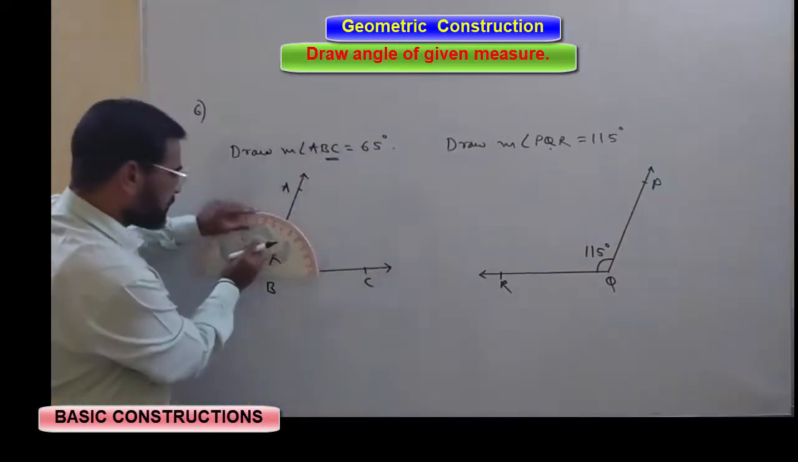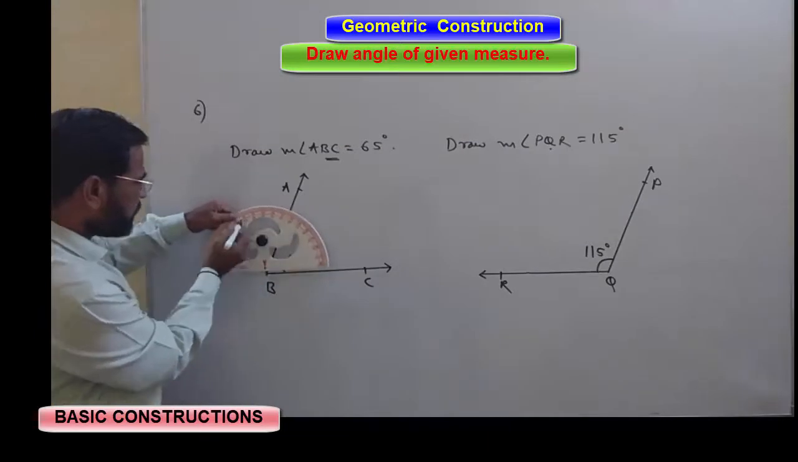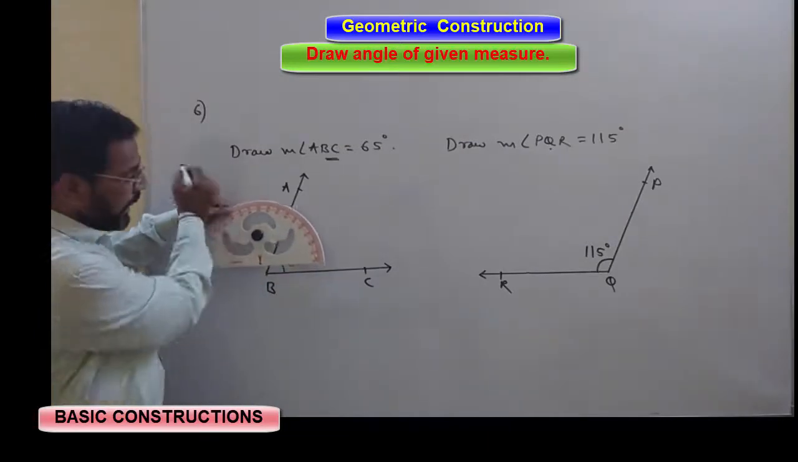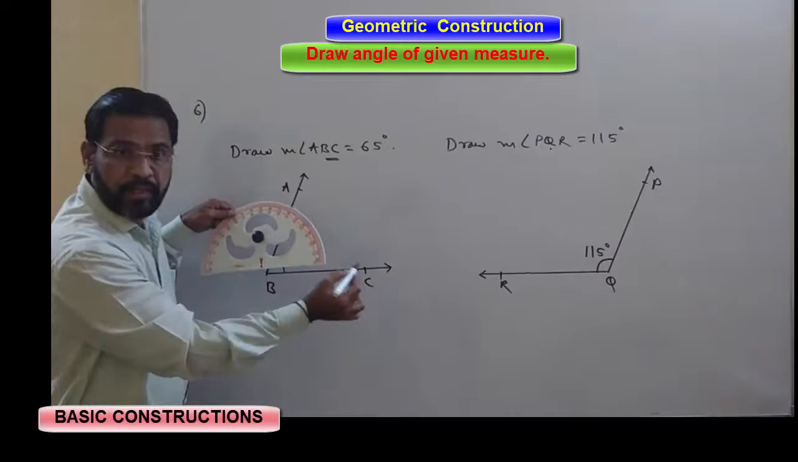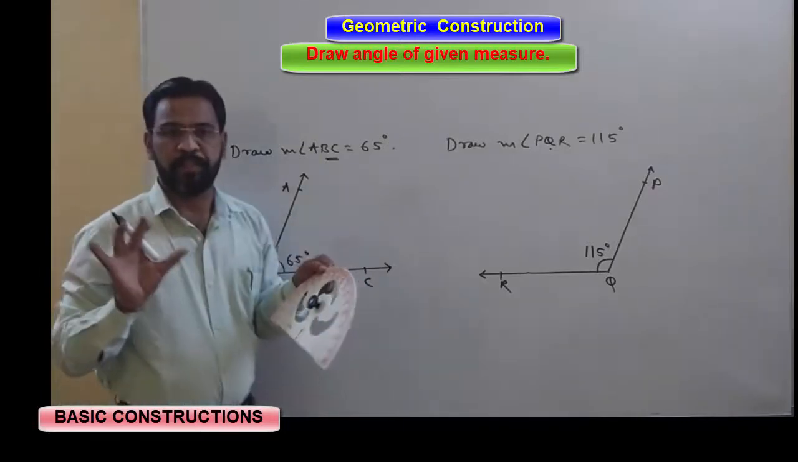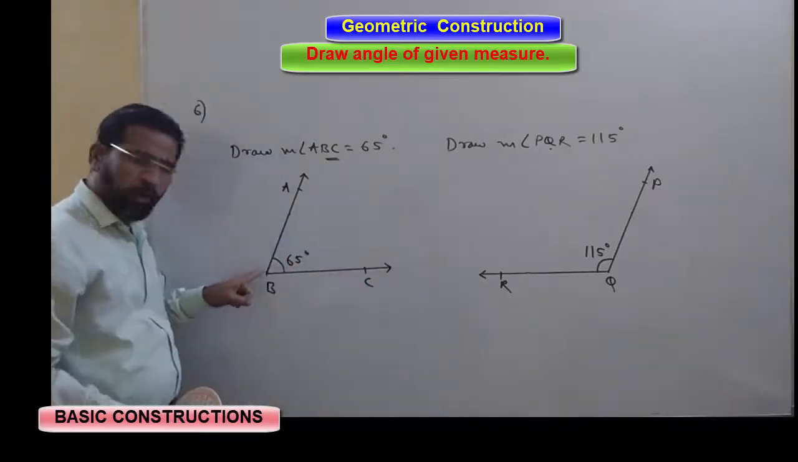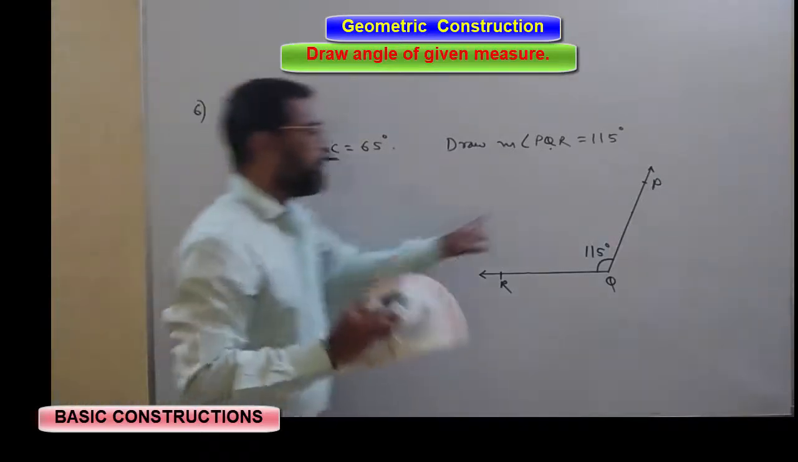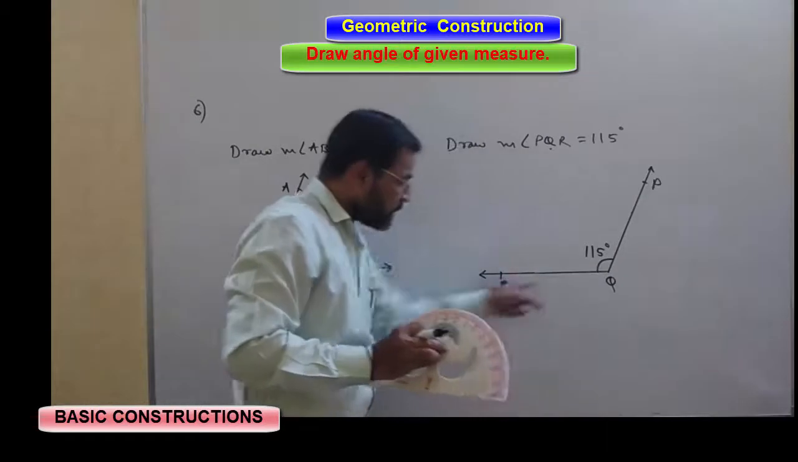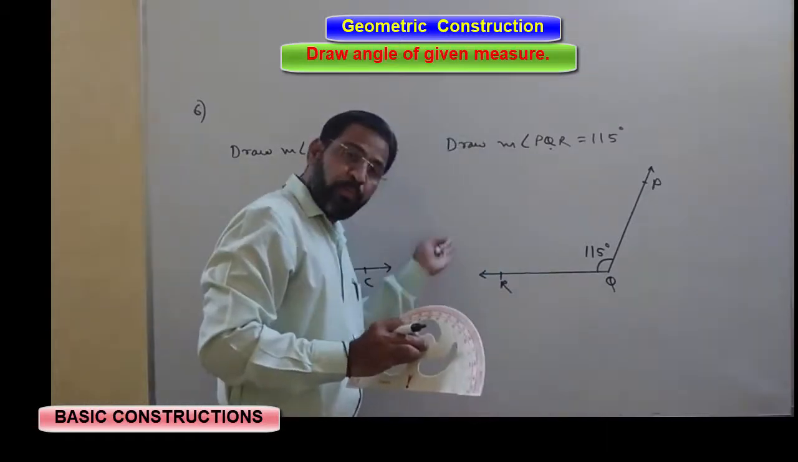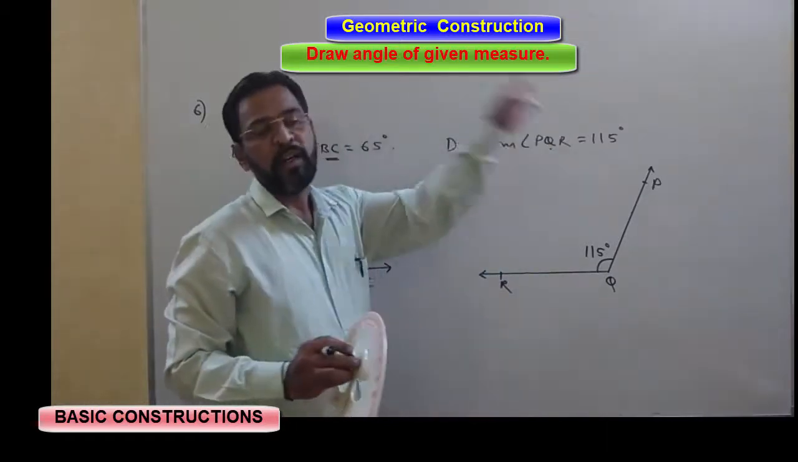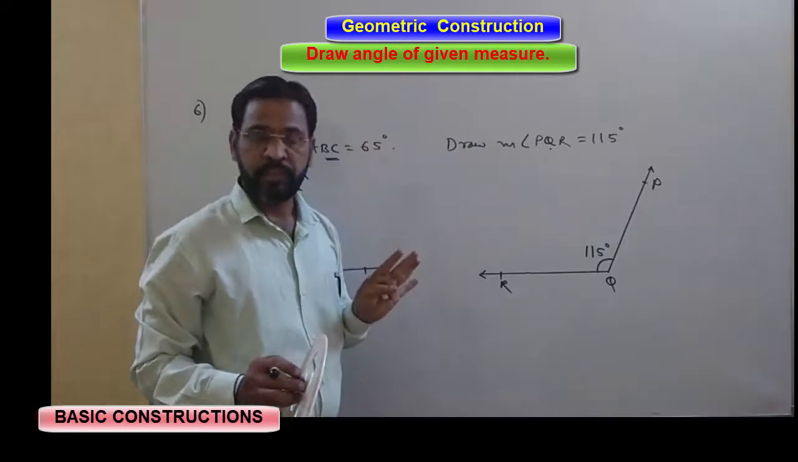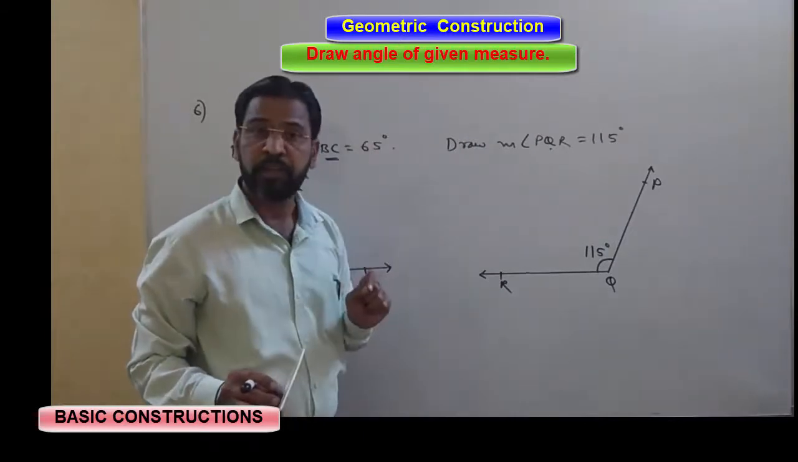See here, this is 65, no? They took 65 on this side. Then that should be an obtuse angle. So don't make these kinds of mistakes here. So when you put the protractor here, measure from this side. When you put the protractor here, then the remaining point is this side, no? So by that way, we have to measure the angle. Understand, friends? This is again very, very important here.